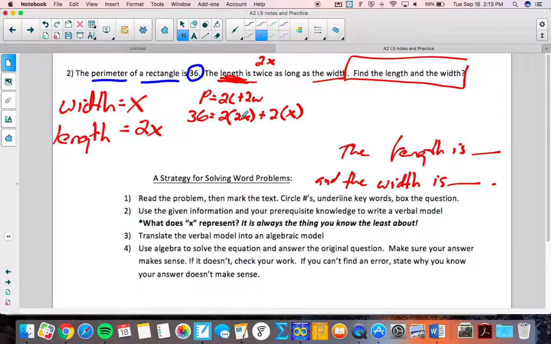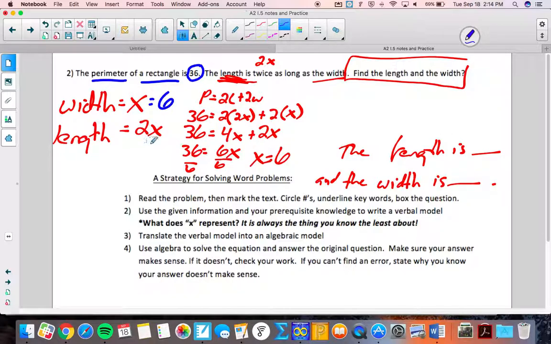So I have 2 times 2x, that's 4x. And over here I have 2 times x, that's 2x. The math is good on the last one, but I gotta go back and address something really quick after this problem. So as I solve for x, I get x equals 6, so the width is 6. That makes the length 12. So the length is 12, the width is 6.